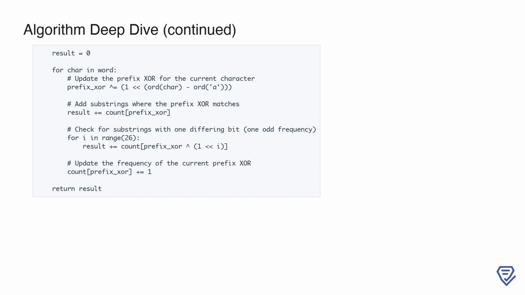Next, we add to the result the number of times this prefix_XOR value has already appeared in the hash map, as it indicates substrings where all character frequencies are even. To account for substrings with one odd frequency, we iterate through all 26 possible bits and check for XOR values where a single bit differs. For each match, we increment the result by the frequency stored in the hash map. Finally, we update the hash map with the current prefix_XOR value. This process ensures that all wonderful substrings are efficiently counted in O(n) time.